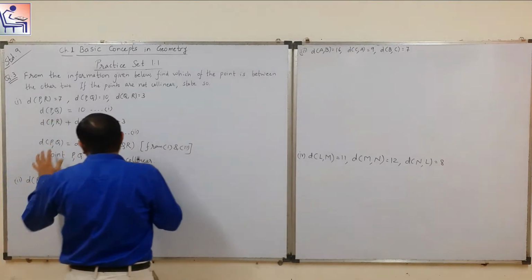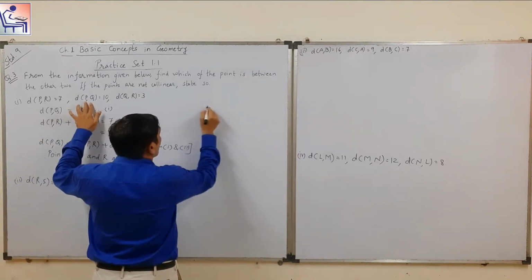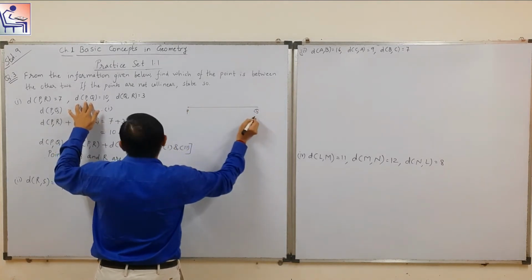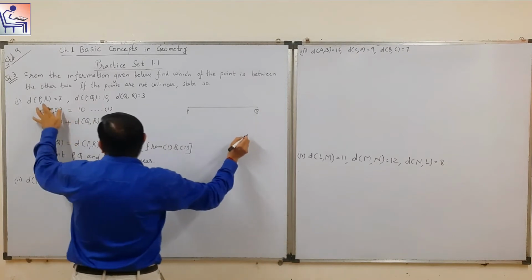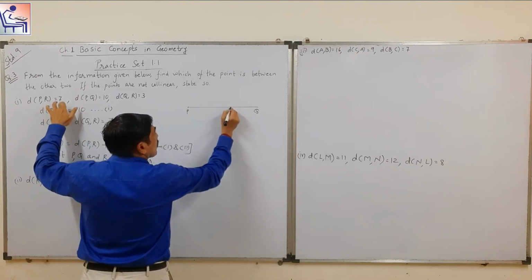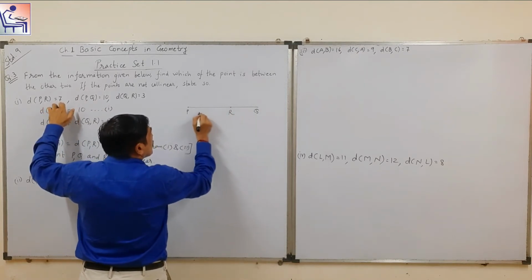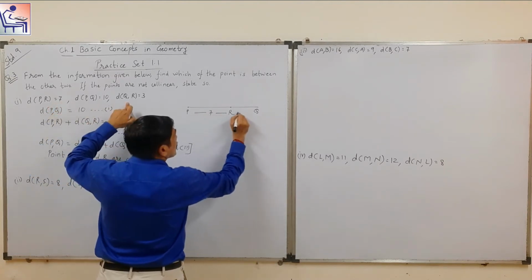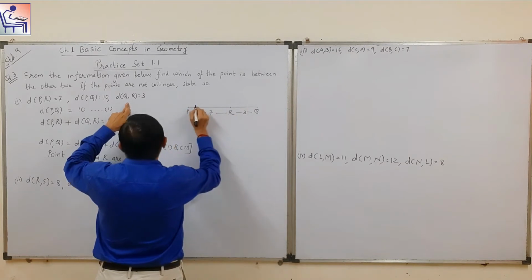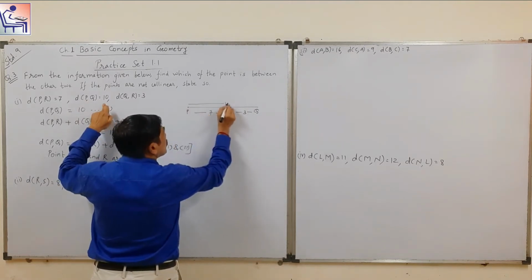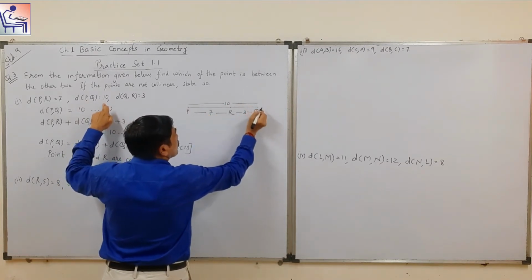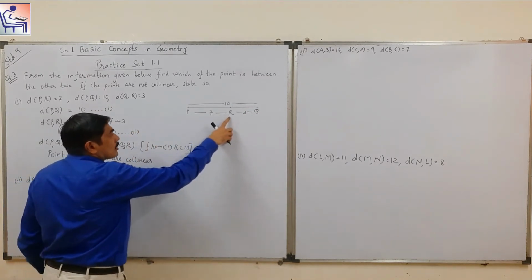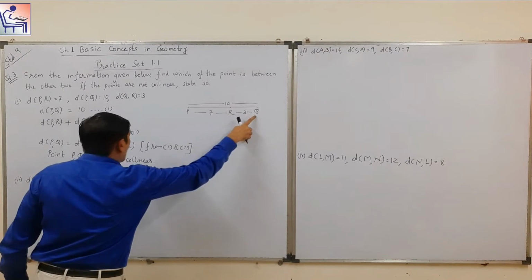So here this is the highest distance, so I will draw the diagram. Here P, Q, and PR is 7, so roughly here I am keeping PR equal to 7 and QR equal to 3, and here you can see PQ is equal to 10 units. So we can say that point R is between points P and Q.